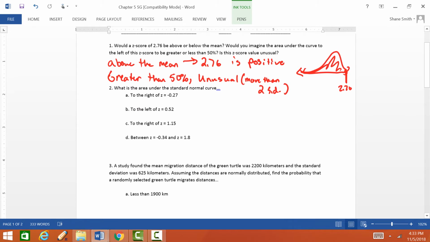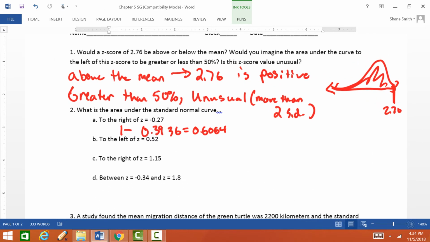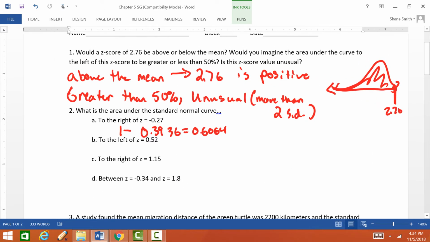All right, number 2. What is the area under the standard normal curve? This is just looking up areas. If you look up negative 0.27, you would do 1 minus 0.3936, which is 0.6064. To the left of z equals 0.52, that's just looking it up, which is 0.6985. To the right of 1.15, 1 minus 0.8749 is the area you'd look up. That's 0.1251.